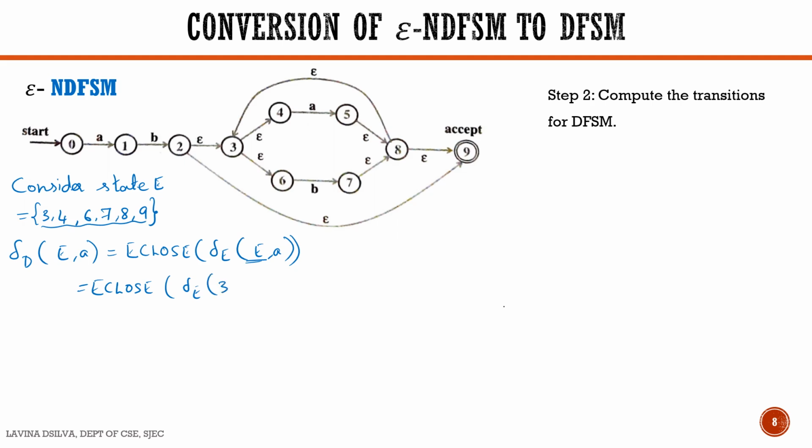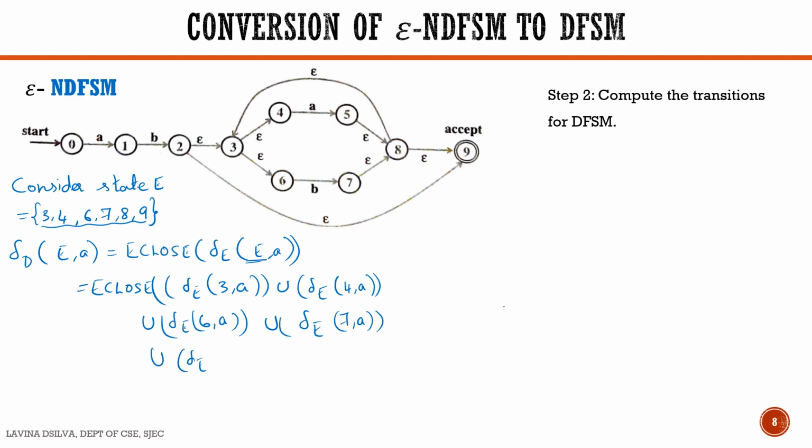So we've got delta E of 3 comma A union delta E of 4 comma A union delta E of 6 comma A union delta E of 7 comma A union delta E of 8 comma A union delta E of 9 comma A. Now we'll see the transitions.